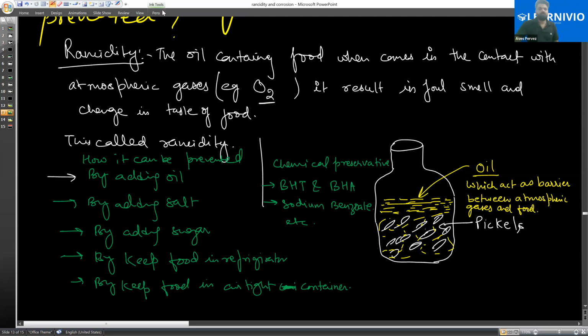Done. Noted. And how can we prevent rancidity? Rancidity can be prevented by adding oil. What we do here is that when we are having pickles, जिसको हम लोग अचार बोलते हैं, in the pickles we actually have a layer of oil over the surface. So what does oil do? Oil acts as a barrier. It is not letting the oxygen gases come in contact with the main surface. So rancidity is when oil containing foods come in contact with the atmospheric gases, and it results in foul smell and change in taste and odor. It is called rancidity.